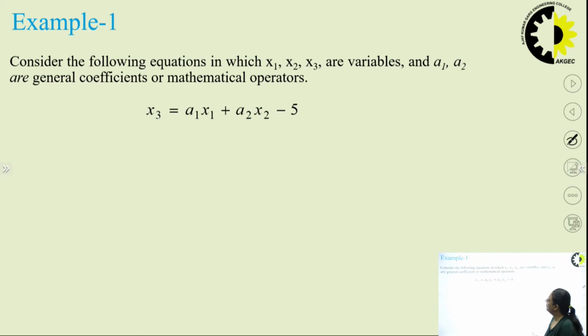Now for the example, let us consider this equation in which we have x1, x2 and x3 as the 3 variables. So we have to draw the block diagram for this equation.